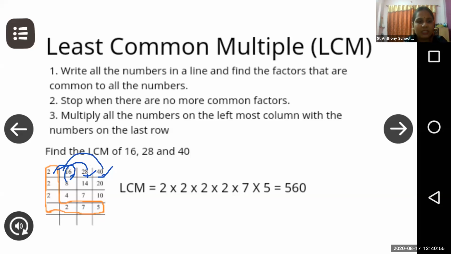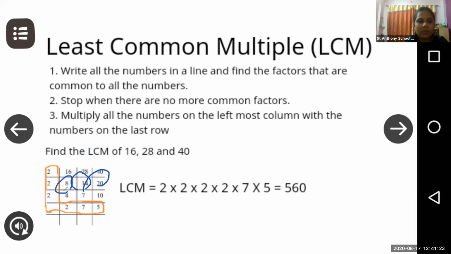Now if I divide this 16 by 2, what answer will I get? 8. 2 8s are 16. If I divide this 28 by 2, what answer will I get? 14. If I divide this 40 by 2, what answer will I get? 20, because 2 20s are 40, right? Now after dividing, here 8 is there, here 14 is there, and here 20 is there, right?